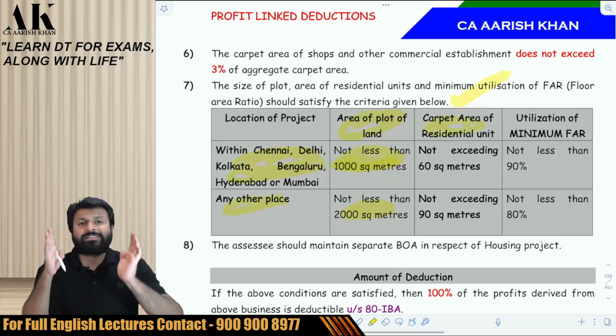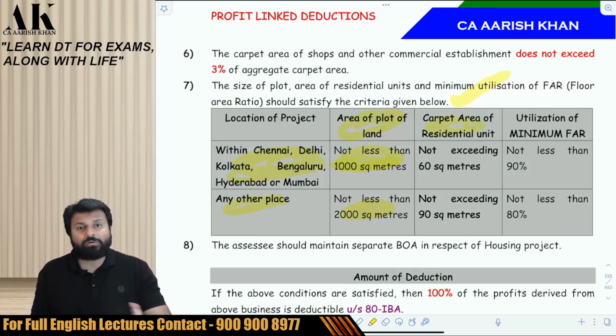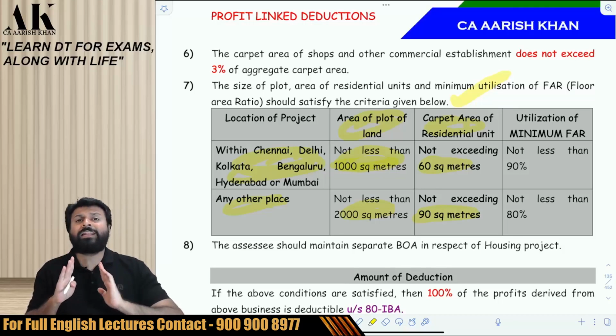Second, what should be the size of the house? The size of the house in metro cities should not be more than 60 square meter, and in other than metro cities should not be more than 90 square meter.